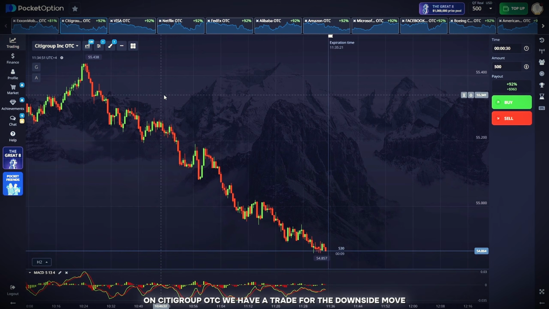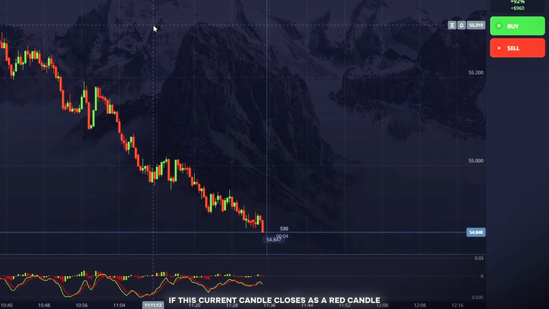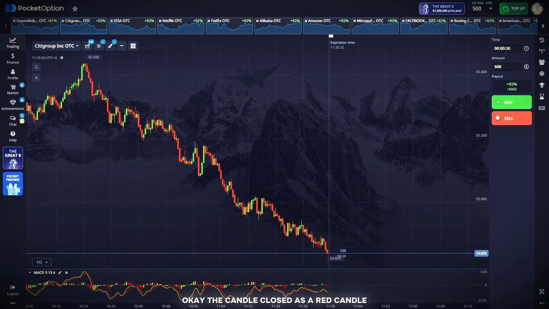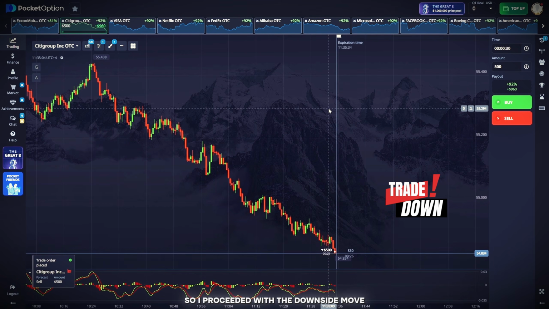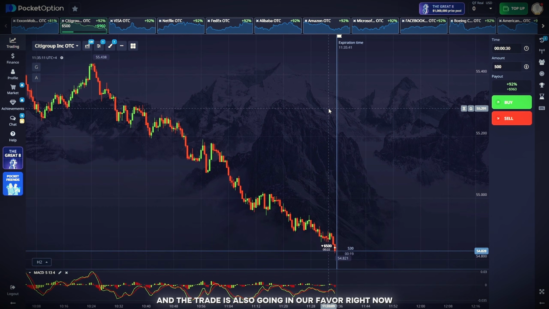Let's find our first trade. On Citigroup OTC, we have a trade for the downside move. So let's wait for the candle to close. If this current candle closes as a red candle, then we can proceed with the downside move. Okay, the candle closed as a red candle, so I proceeded with the downside move on Citigroup OTC for $500, and the trade is also going in our favor right now.